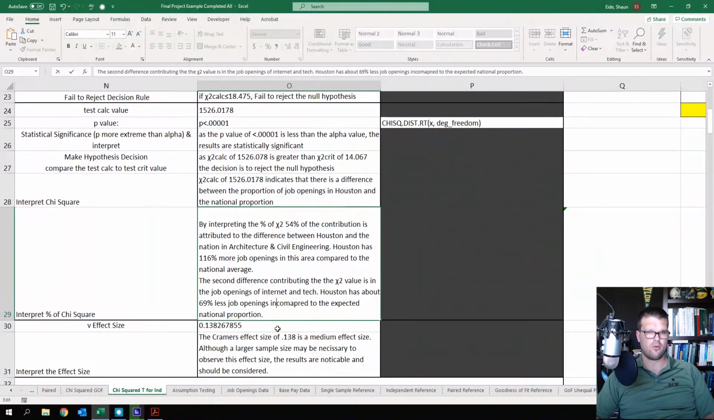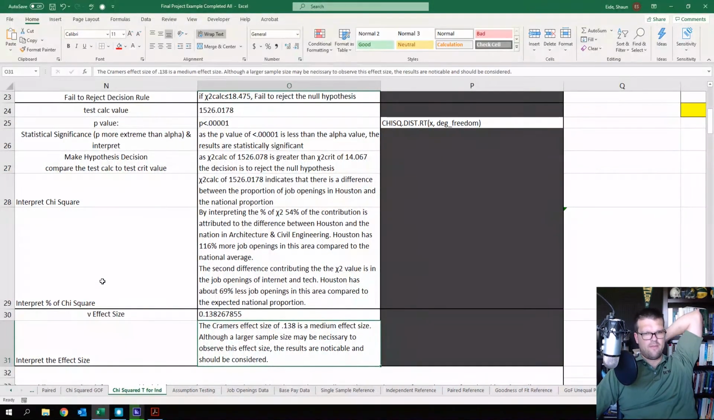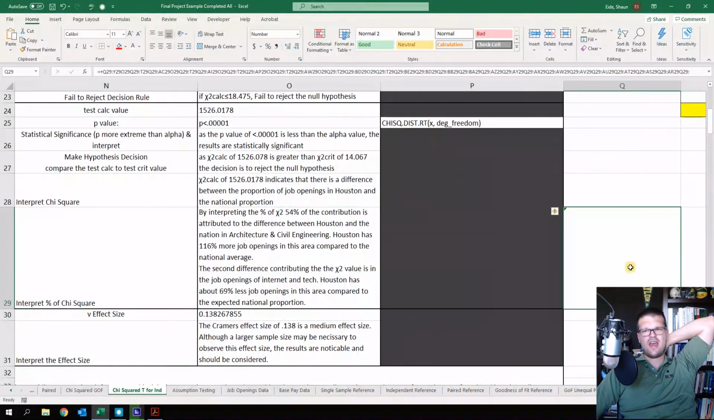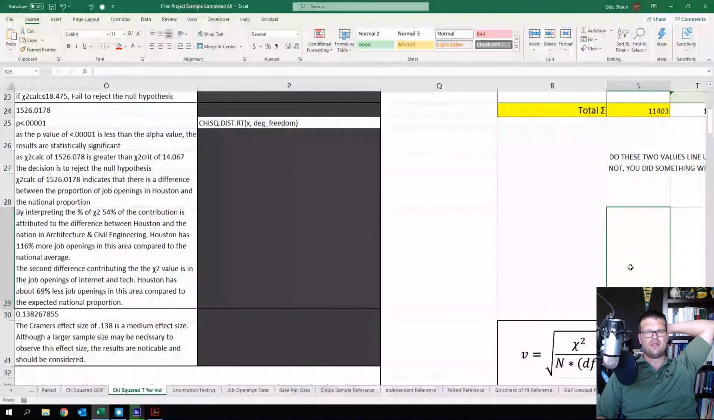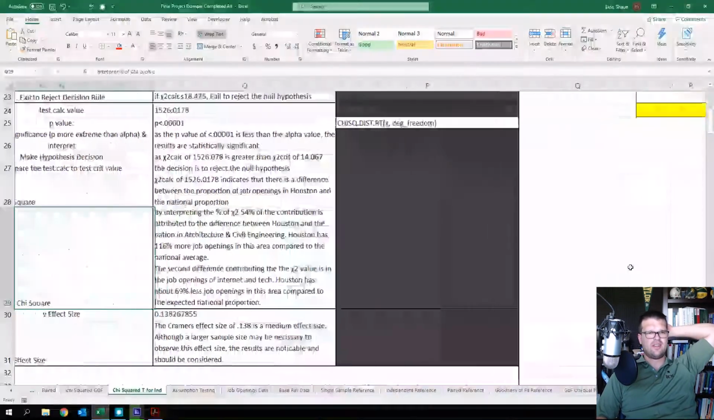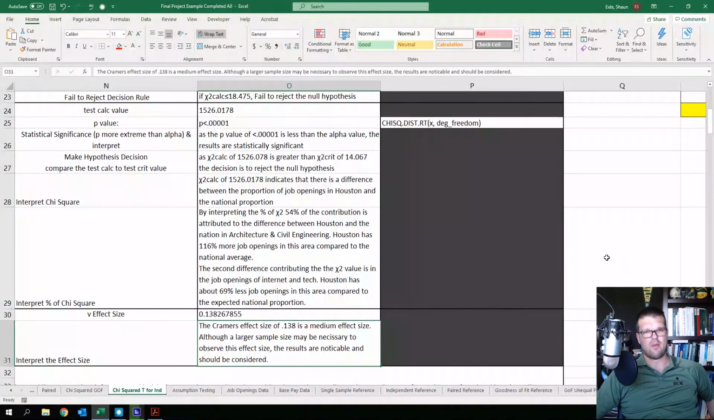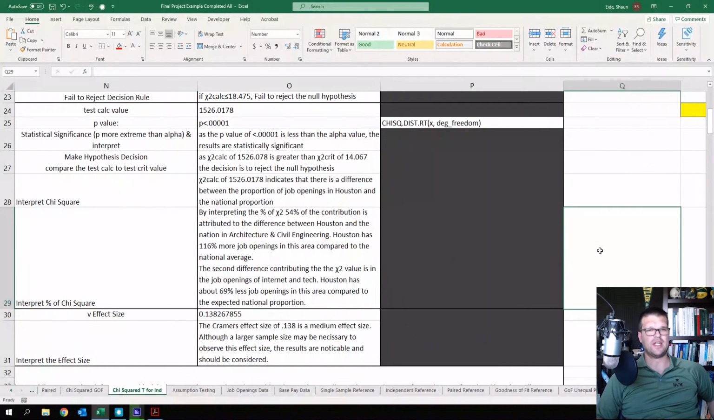Job openings in this area compared to the expected national proportion. Which brings us, so we've interpreted chi-squared, and like I said, I didn't really care to interpret 10%. 10% could very much just have been a fluke at that point in time. But when we're talking about above 10%, those are things that we really need to note.